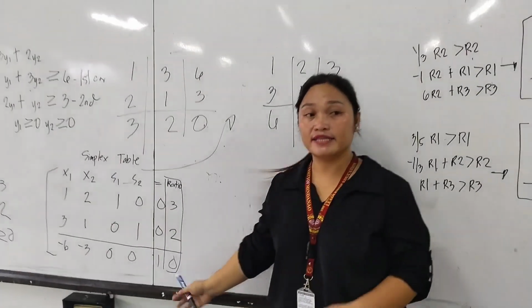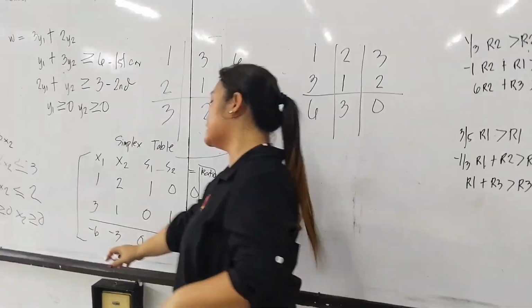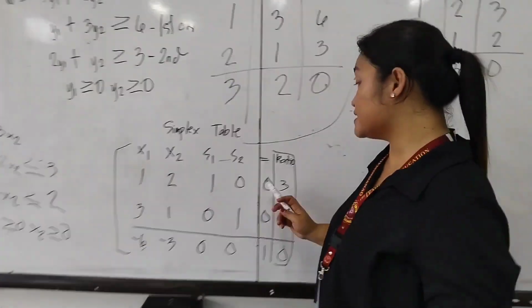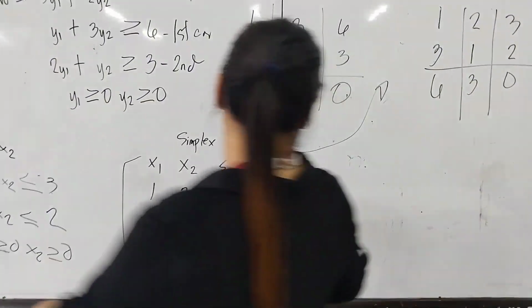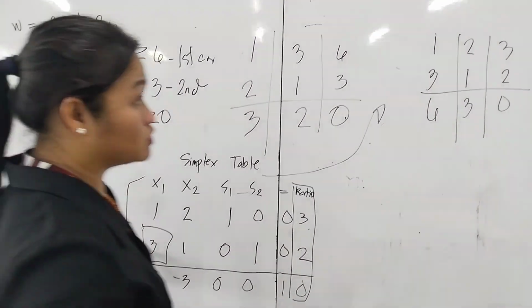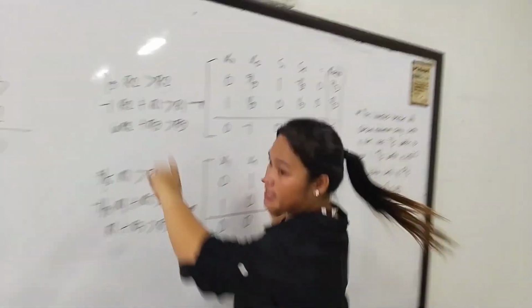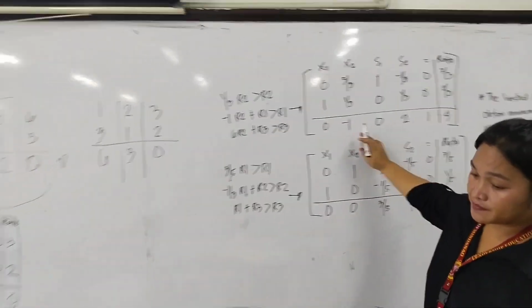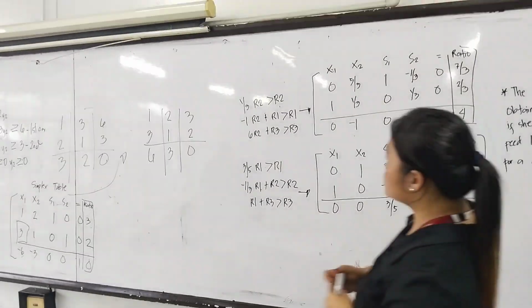Now we can find here the least negative. So the least negative here is negative 6. Negative 6 into ratio 3. So our pivot here is 3. So 3, transform here in a simplex table.